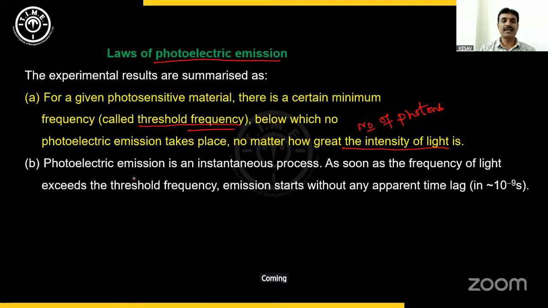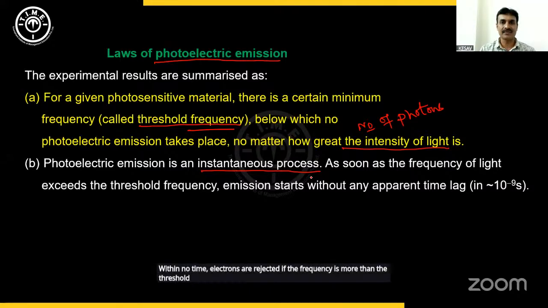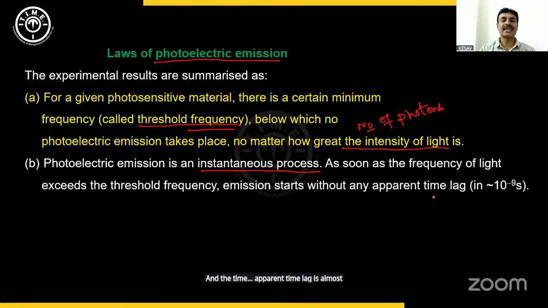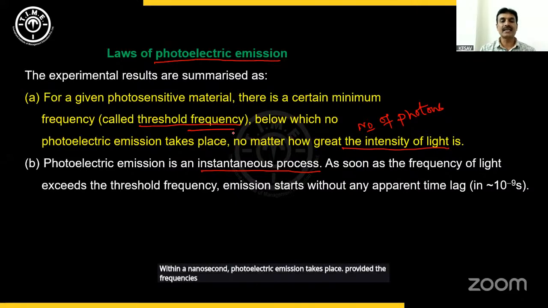Coming to the second point, photoelectric emission is an instantaneous process. There won't be any time lag. When the photon is incident on the metal surface, within no time, electrons are ejected if the frequency is more than the threshold frequency. And the apparent time lag is almost 10⁻⁹ seconds. Within a nanosecond, photoelectric emission takes place, provided the frequency is more than the threshold frequency.